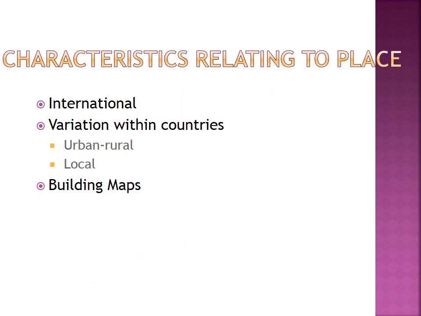So these are characteristics relating to the place. It could be an international place distribution, like in the COVID epidemic. For variation within countries, we can see the urban-rural variation. Some non-communicable diseases are more prone in urban people rather than rural people, whereas helminthic diseases are more in the rural population.